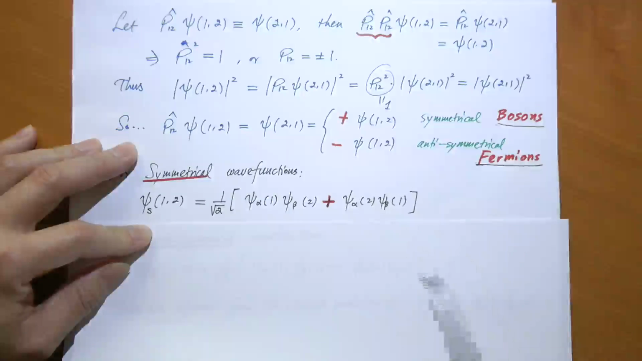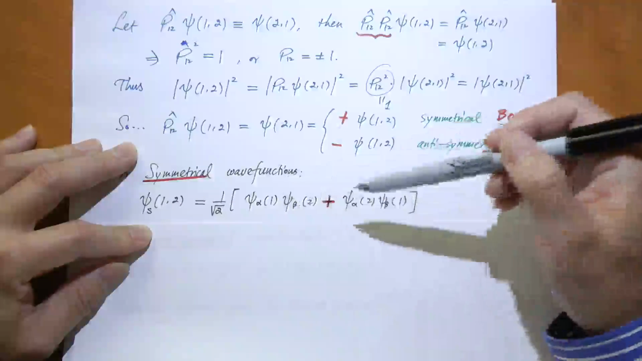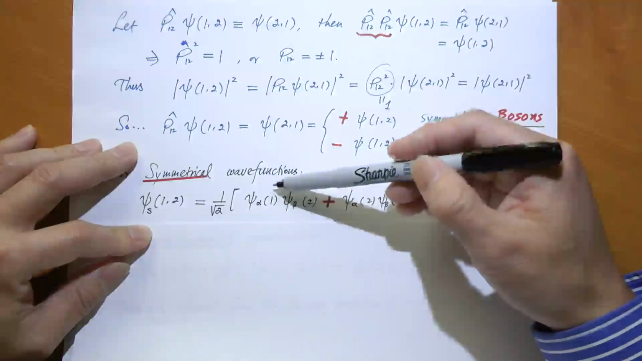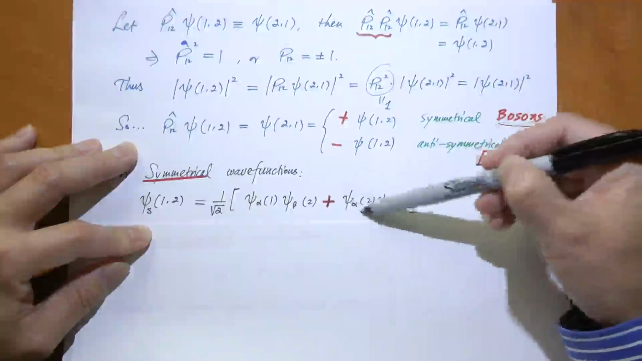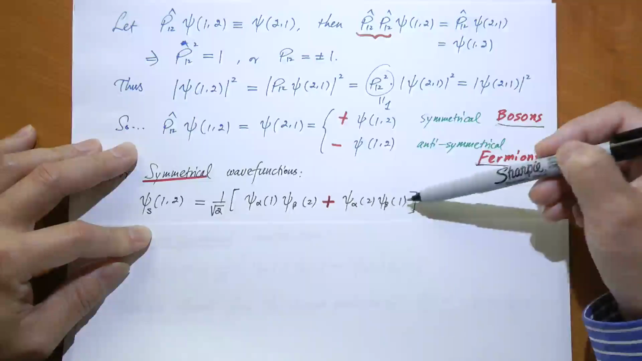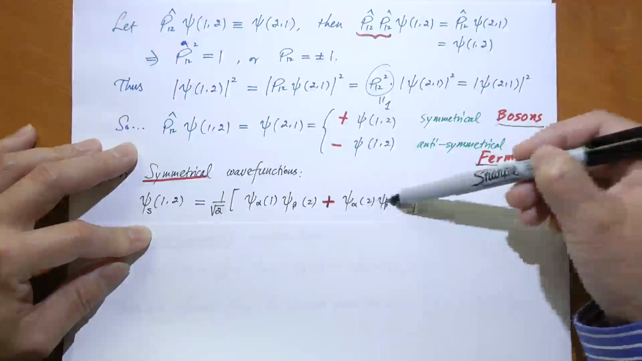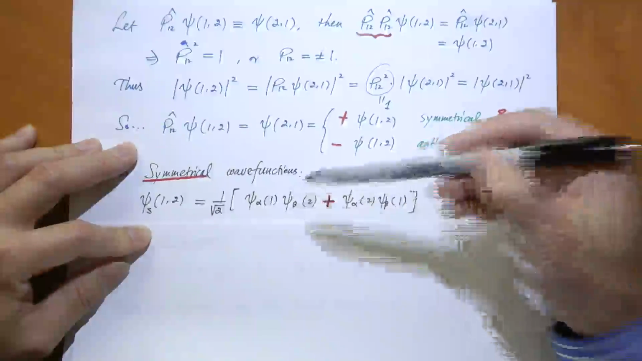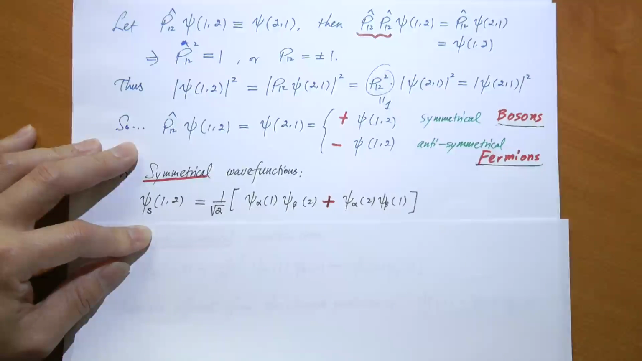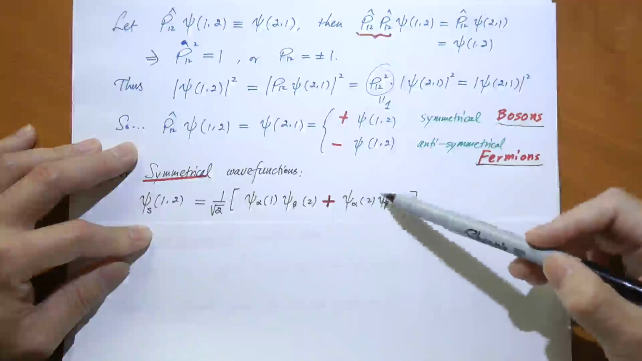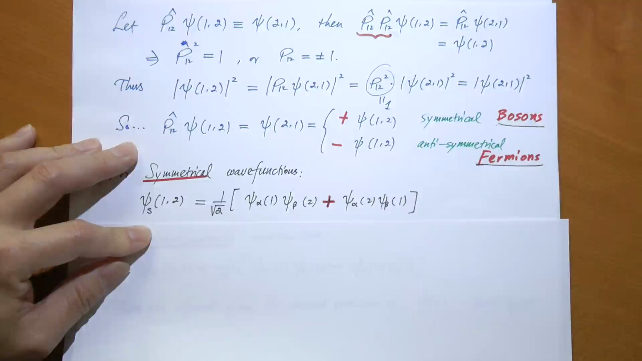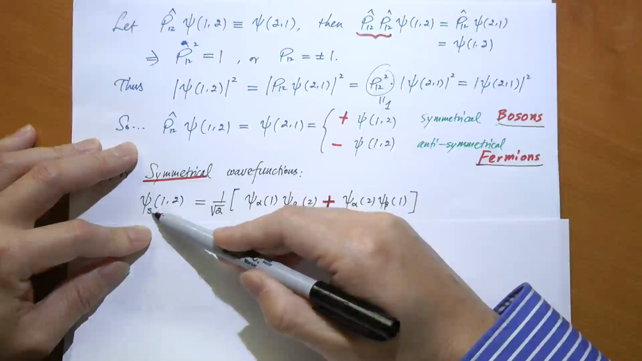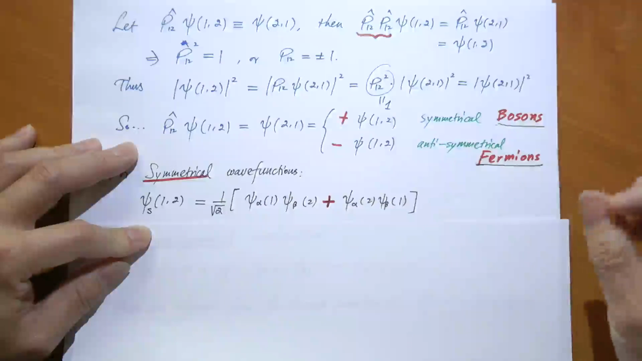Now look at what happens when I try to exchange particles 1 and 2. If you did that, then this first term becomes psi alpha 2 psi beta 1, and that is identical to the second term, right? And the second term becomes psi alpha 1 psi beta 2, which is identical to the first term. So upon exchange of particles 1 and 2, the first term becomes the second term, and the second term becomes the first term. The entire wave function never changes. So we use the label S here for symmetry. So that's a symmetrical wave function.